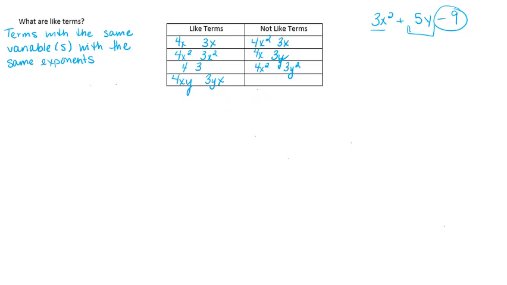So these last two sets of terms, the last one probably isn't going to be like, because that's the spot I have left. All right, so 4xy and 3xy. But what if one of them has a square on it? No, they're not like anymore.